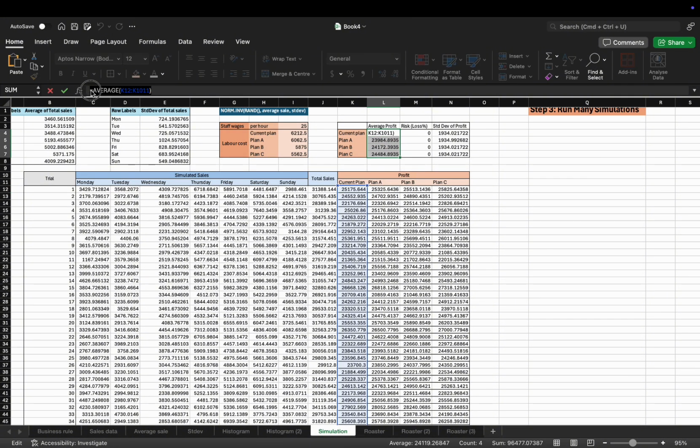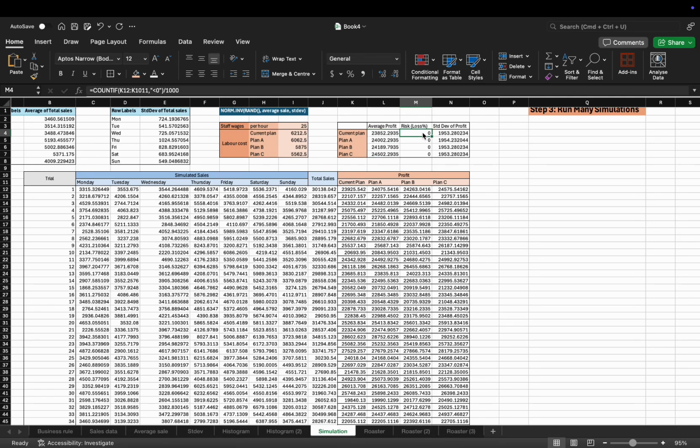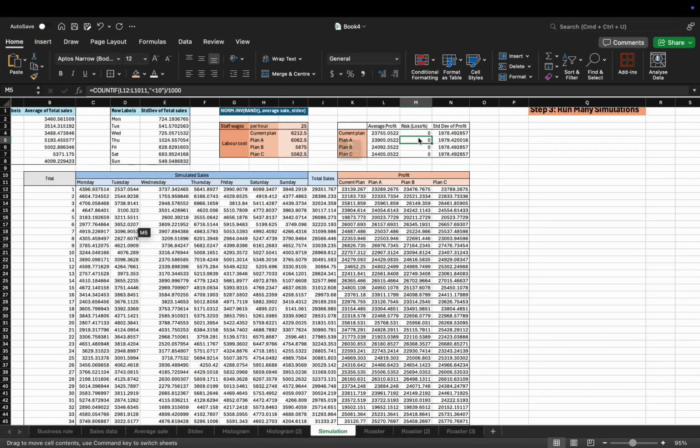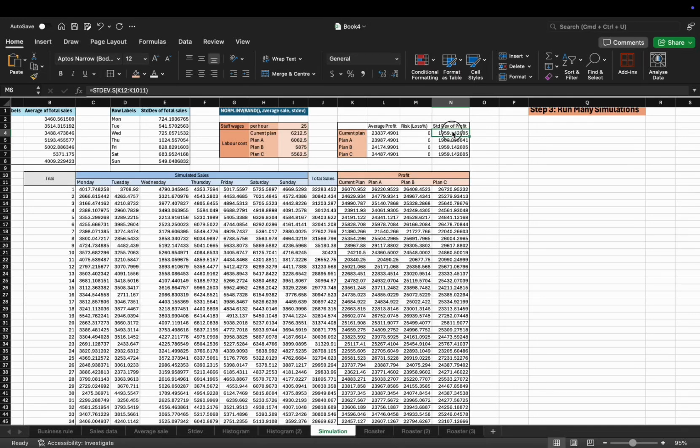We use the formula average and choose the range that we want to calculate. Then we calculate the risk of loss percent. We have to make sure our profit is more than 0. So we use the formula COUNTIF, then choose the range, and then 0, and we divide by 1000, which is our number of observations. And we have to calculate the standard deviation of the profit as well to see how it's spread on the histogram.